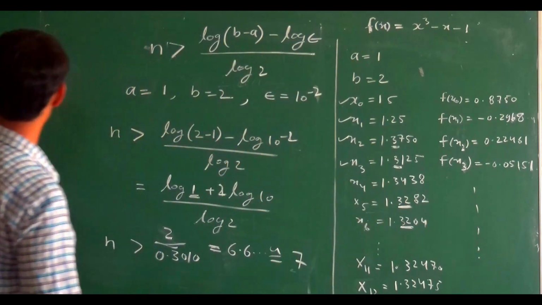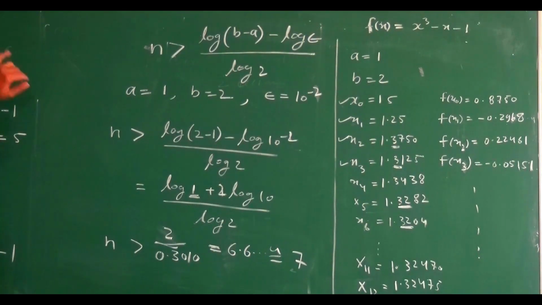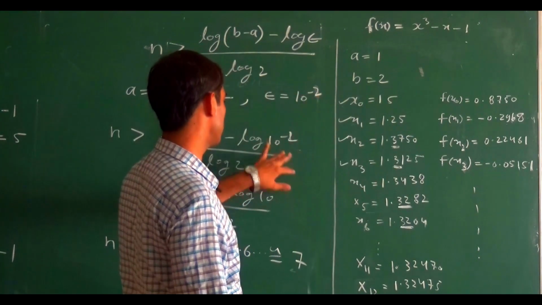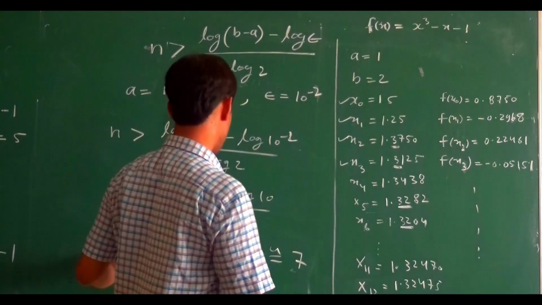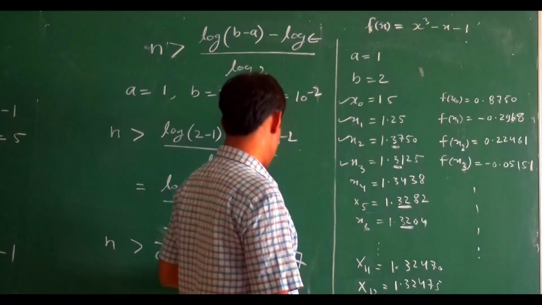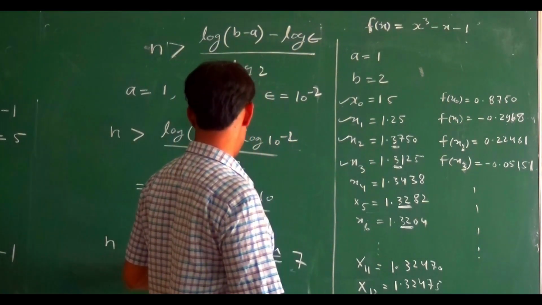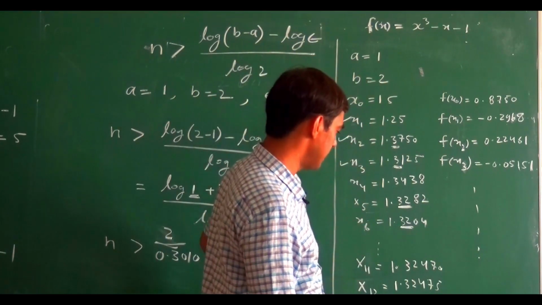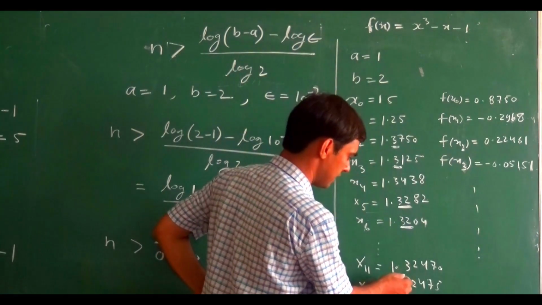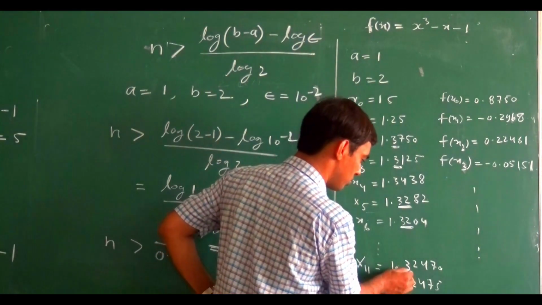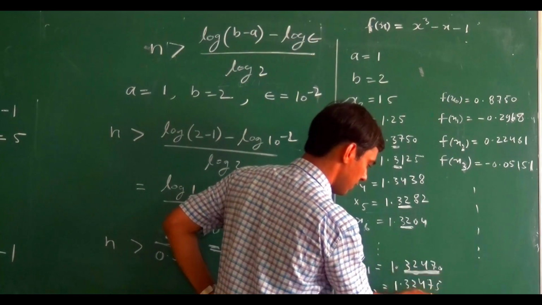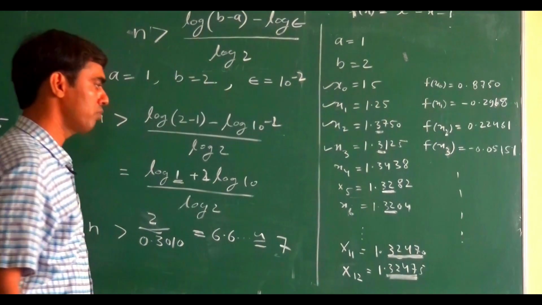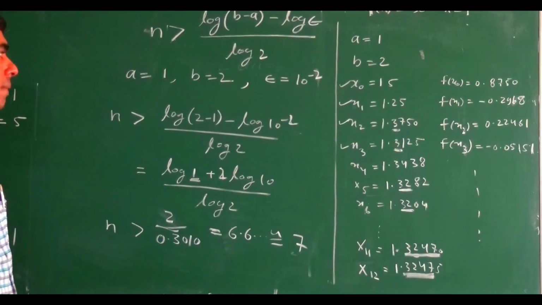Now the question is to find the root correct up to 4 decimal places. Similarly here we write 10 to the power minus 4 and try to find out the value of n. Then, whatever the value, accordingly we perform the number of iterations. Here we perform 12 iterations, and then we are able to find the root correct up to 4 decimal places, 1.3247.